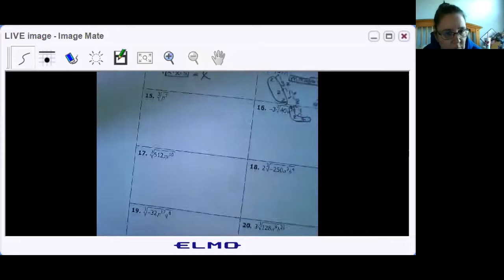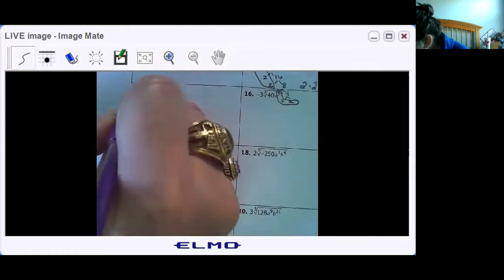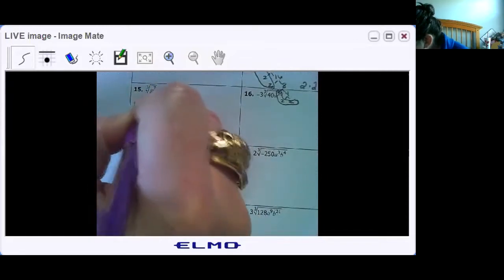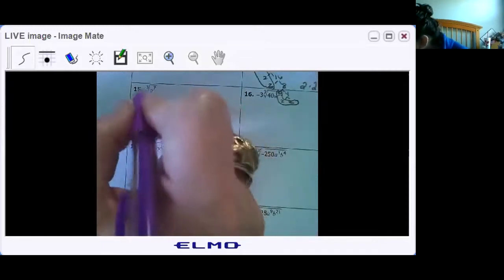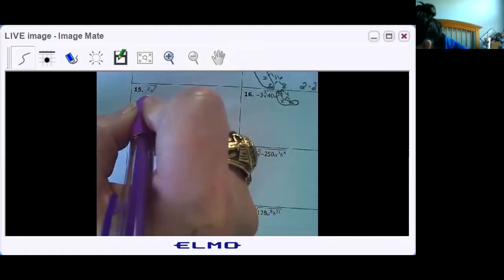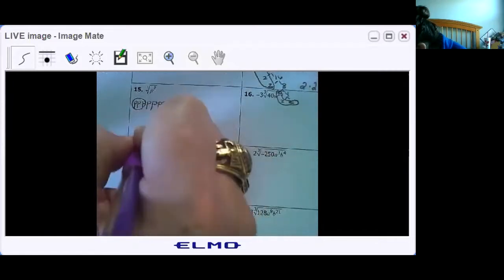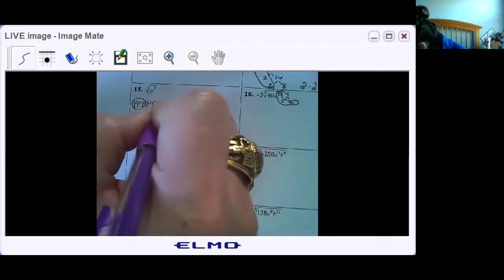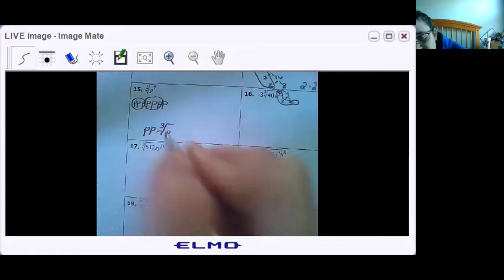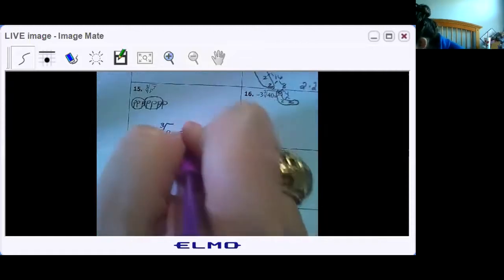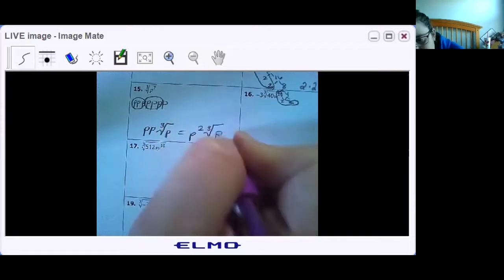Like if I'm looking at number 15, this is the cubed root of p to the 7th. So I have 1, 2, 3, 4, 5, 6, 7 p's. I'm looking for groups of 3 because it's a cubed root. So there is 3 p's here, and 3 p's here. And then there is 1 p that gets left under the cubed root. So my final answer here would be p squared times the cubed root of p.